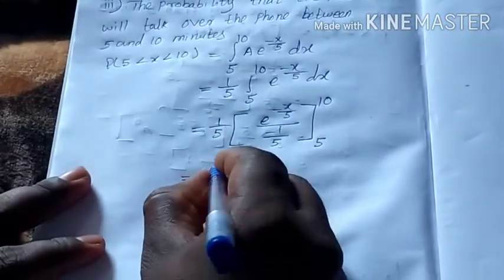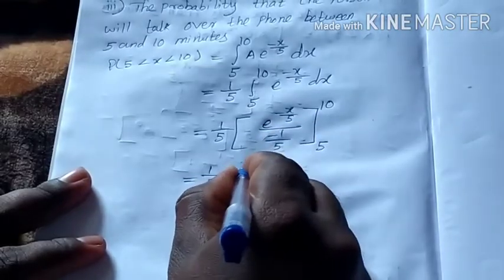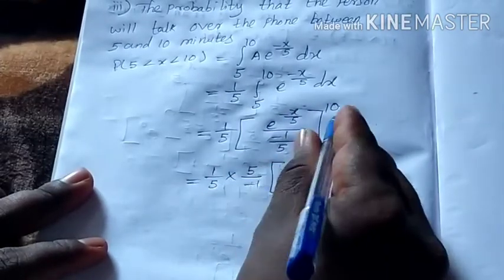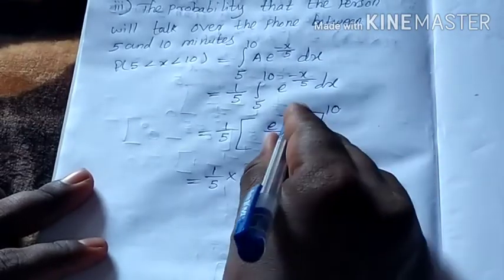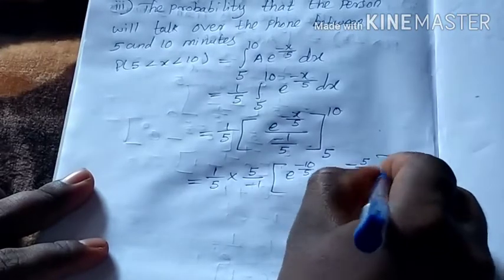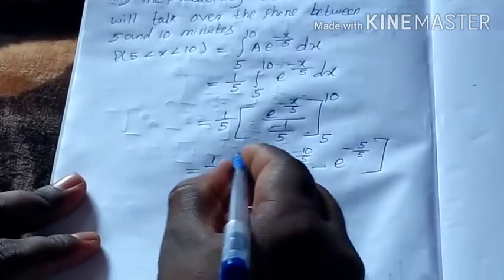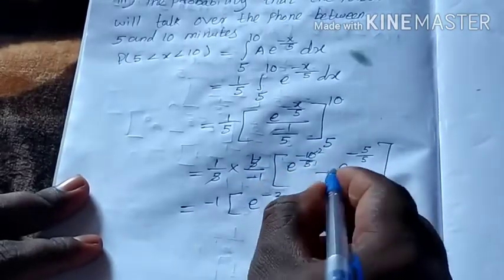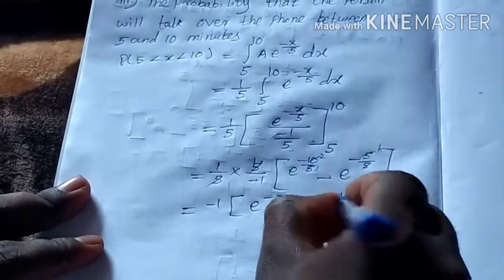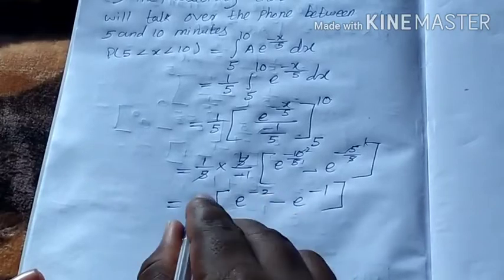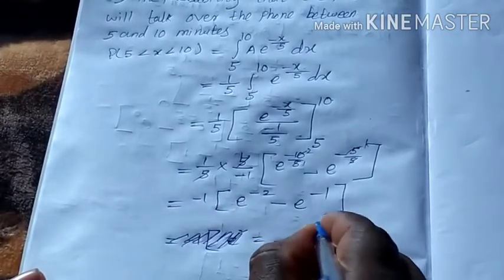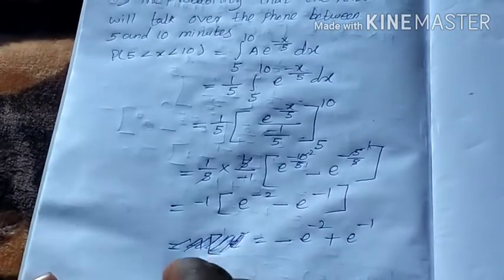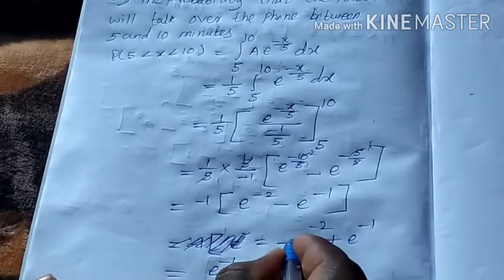Which is equal to 1/5, and the denominator can be written as 5 by minus 1. Substitute the upper limit, now x replaced by 10, so e^(-10/5), upper limit minus lower limit e^(-5/5). Using cancellation, it becomes minus 1, e^(-2), and minus e^(-1). Multiplying the minus inside, minus into plus gives minus e^(-2), and minus into minus gives plus e^(-1). Which is equal to e^(-1) minus e^(-2).